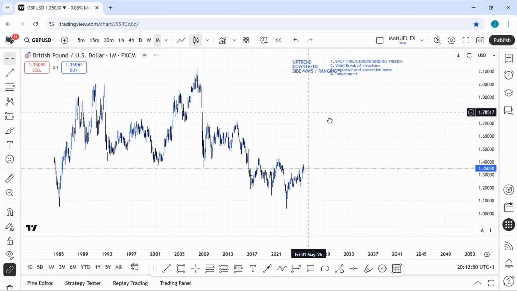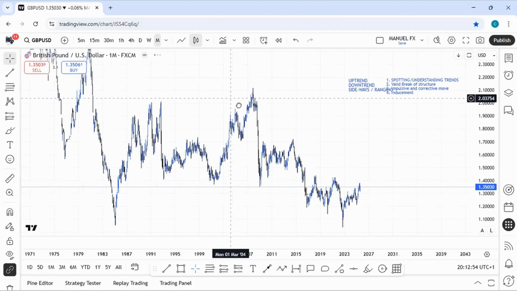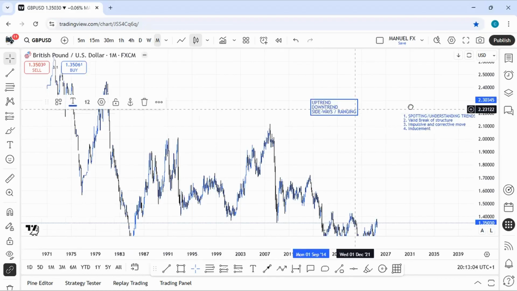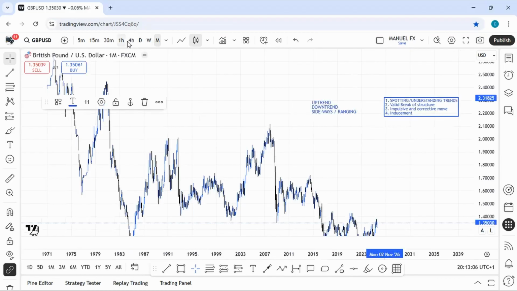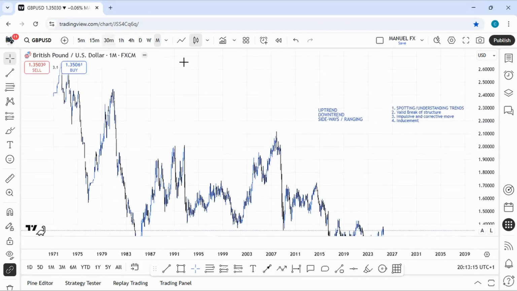Now for this, we are going to make use of different time frames. I have the monthly time frame, the weekly time frame, the daily time frame, the 4-hour time frame, the 1-hour time frame, the 30 minutes time frame, the 15 minutes time frame, and the 5 minutes time frame. These are the time frames I use when it comes to trading.